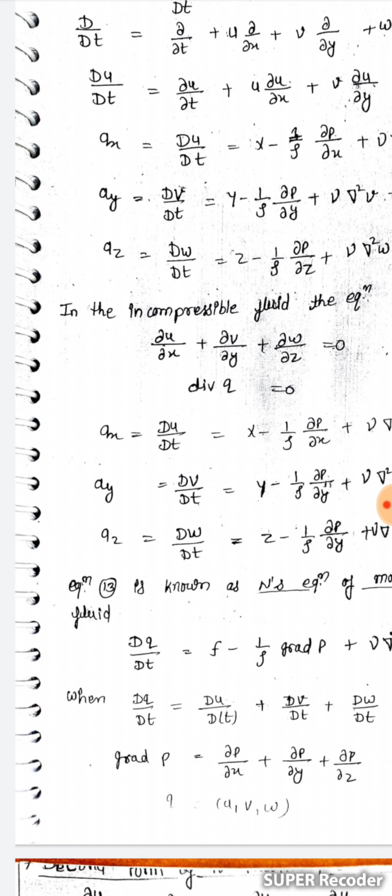So equation 13 is known as the Navier-Stokes equation of motion for an incompressible fluid, and in tensor notation this can be written as dq by dt is equal to f minus 1 by rho gradient of p plus nu nabla square of q. This is our equation result, and solving we get the result.